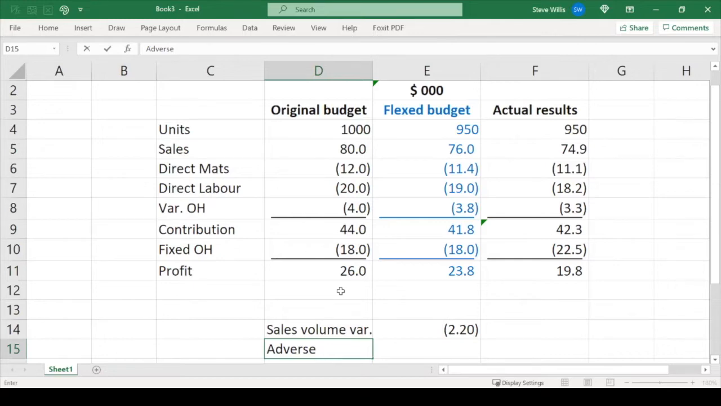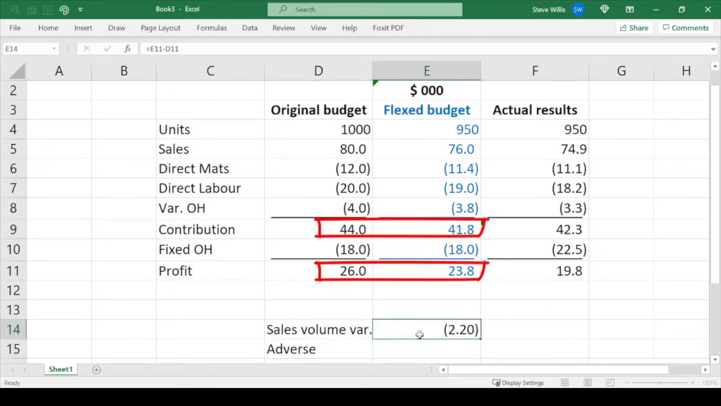2,200 adverse. So the sales manager needs to explain why the demand for our products was lower than expected. This is interesting when we're using marginal costing. The sales volume variance can also be taken off the contribution line, because fixed costs are the same. So the 220 will be the same whether we use the profit line or the contribution line.